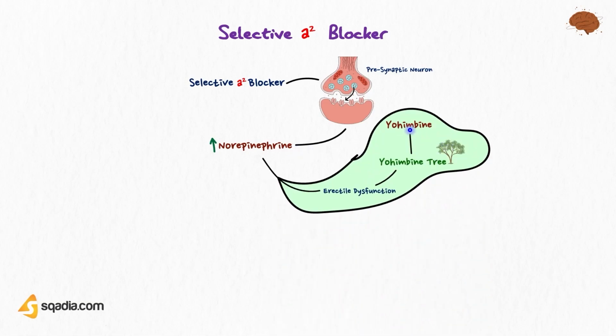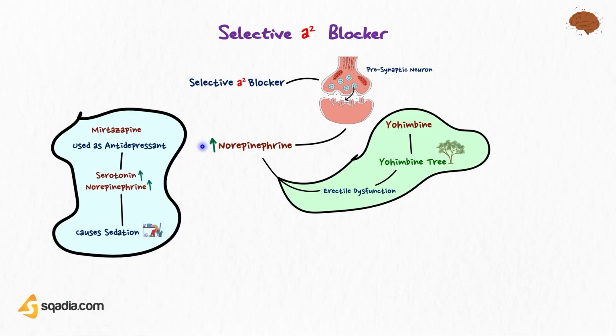Yohimbine is a naturally occurring alkaloid derived from the bark of the African yohimbe tree. It acts as an alpha-2 blocker and is mainly used for the treatment of erectile dysfunction. It works by enhancing the release of norepinephrine, and because the norepinephrine is released, blood flow is improved, so the erectile dysfunction diminishes. The penis gets a constant supply of blood flow.